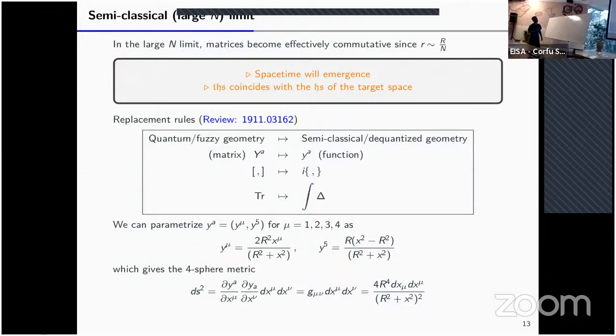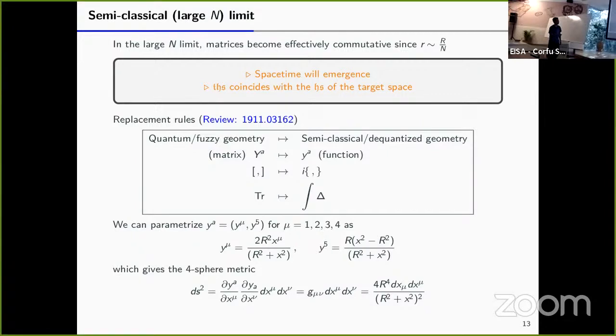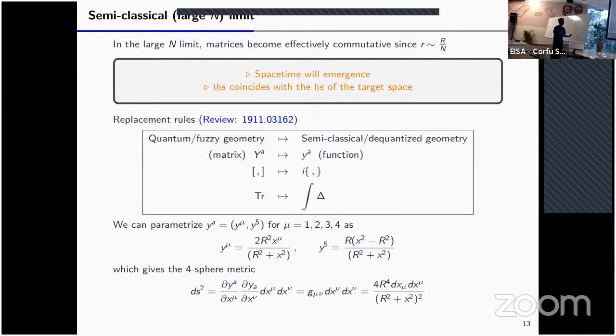To go from quantum to semi-classical, we need to know some replacement rules. These rules are summarized nicely in the review by Harold here. So what do we do? In the quantum regime we have matrices denoted by YA, and when we go from the quantum regime to the semi-classical regime, we just replace the capital letter Y by lowercase letter y, and these are functions. We also replace the commutation relations by a Poisson bracket with an i factor to keep track of unitarity. And then the trace inside the IKKT action will be replaced by an integral with some measure, a symplectic measure that will be defined soon.